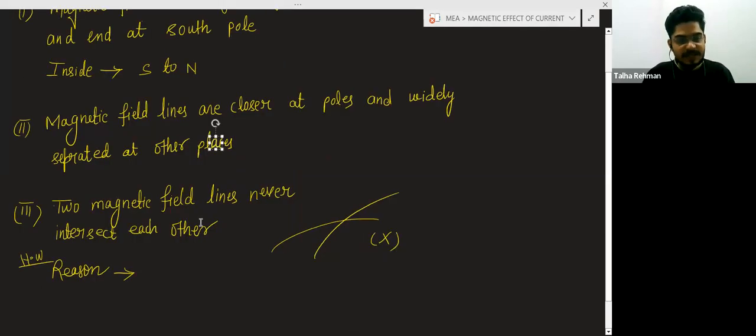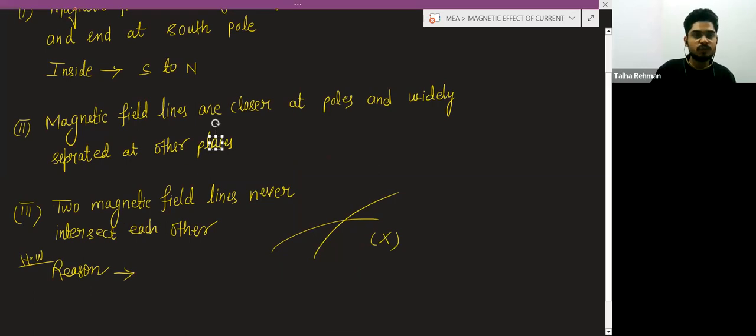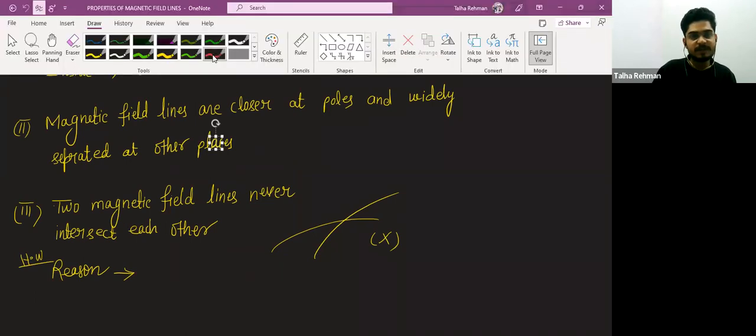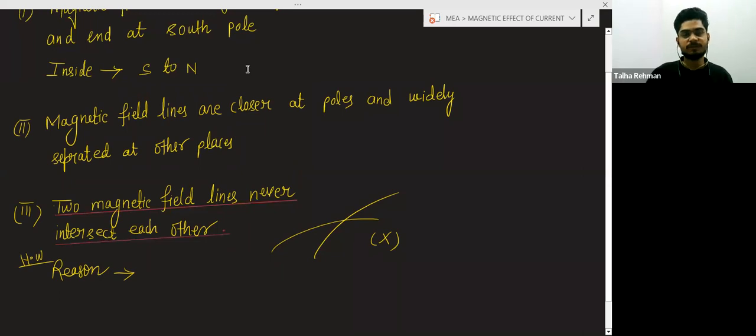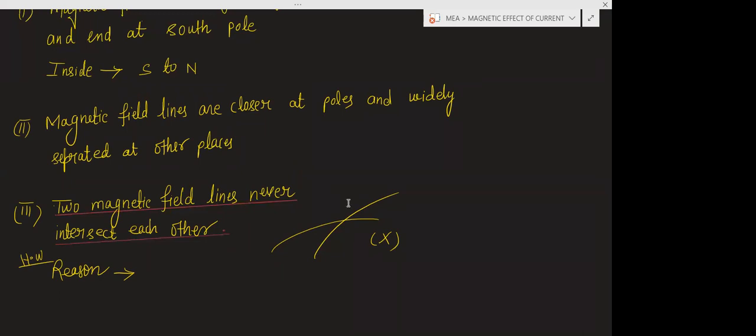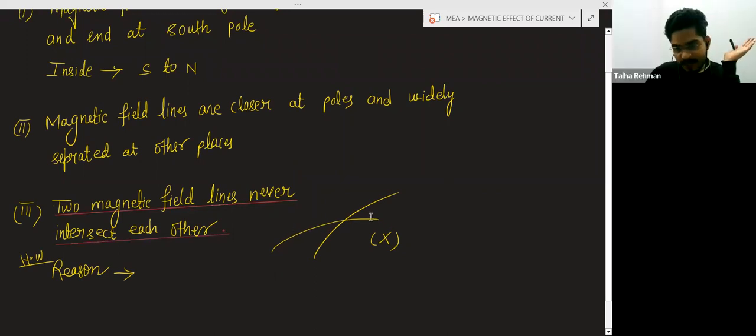So two magnetic field lines never intersect each other. Okay. So Azaan, do you know why two magnetic field lines never intersect each other? Yes, sir. Do you know why? This is one magnetic field line. Suppose this is another magnetic field line. Why can two magnetic field lines never intersect each other?